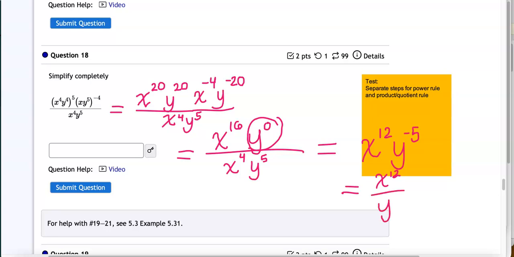So as you can see on the test, when you do this problem, you are going to have multiple steps. At the very least, you need one step for the power rule. Then you could have a combination product quotient rule if you want, or you can have those as two separate steps. And then any cleaning up you have to do at the end is regarding if you have any negative exponents. You just need to make sure that you have positive exponents by the end.